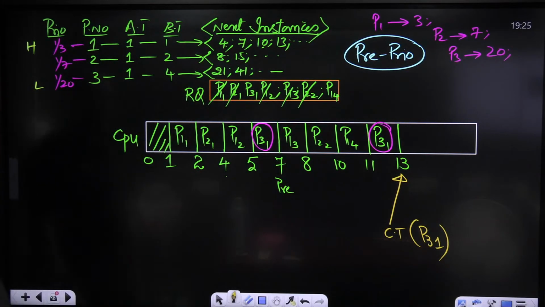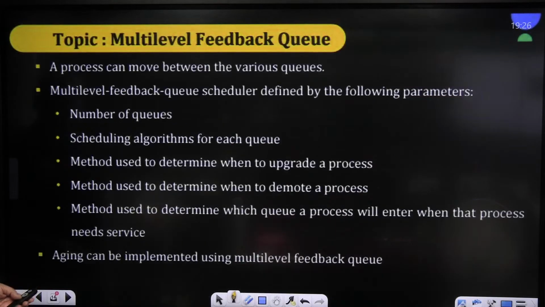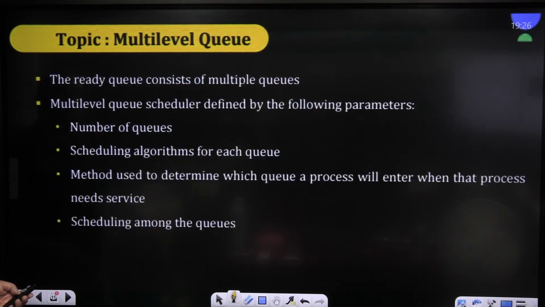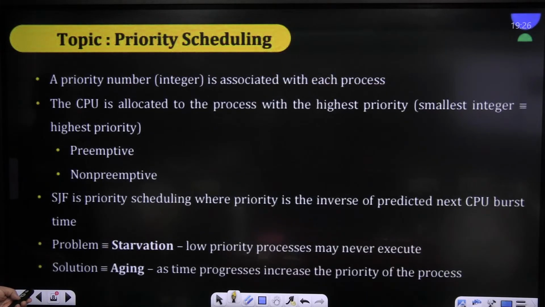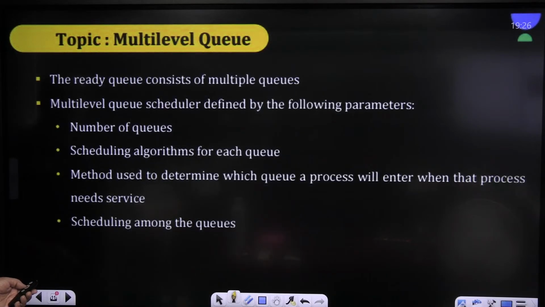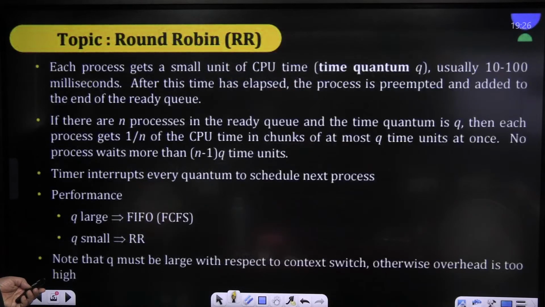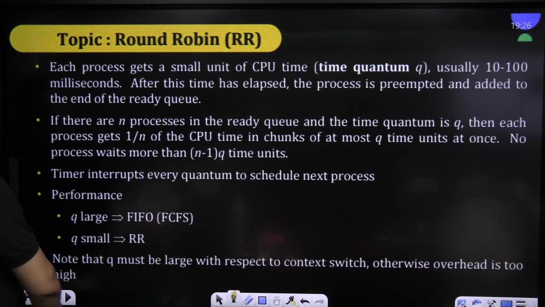Okay, let us move ahead now, and we will try to go for round robin scheduling. We will see problems in round robin scheduling and also its numericals. Priority based scheduling we completed just now. So here is round robin. Let us discuss it.